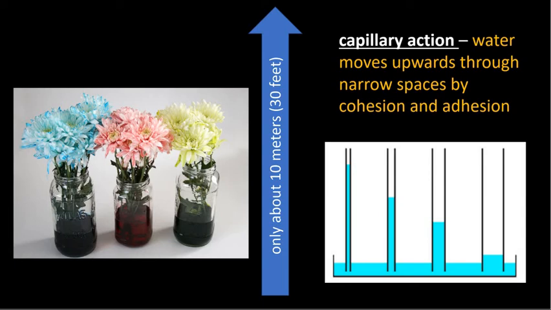Okay, so enough about flower colors. But like I said, it gets up pretty far. I mean, 30 feet is about 3 stories on a building. So that's very good considering the plant's not doing any work. The water just automatically goes up. Okay.